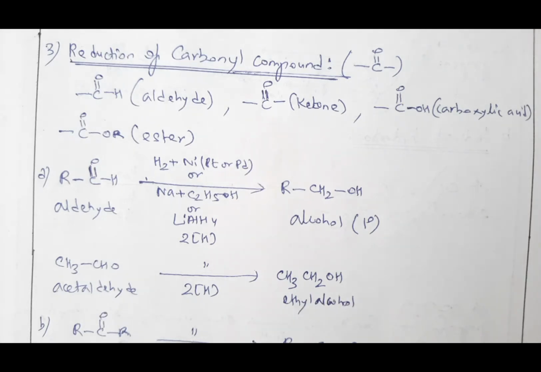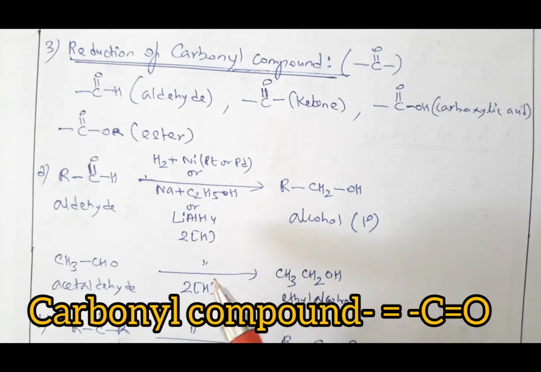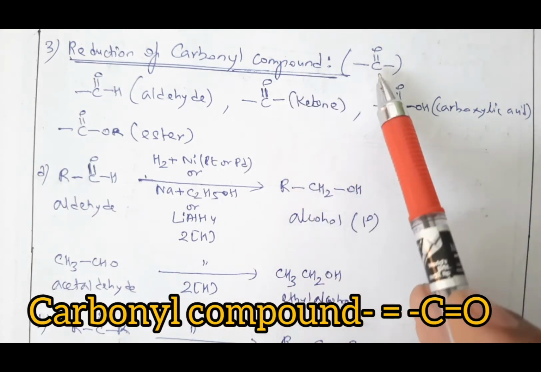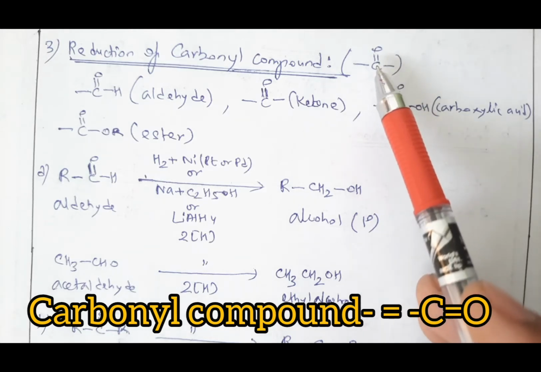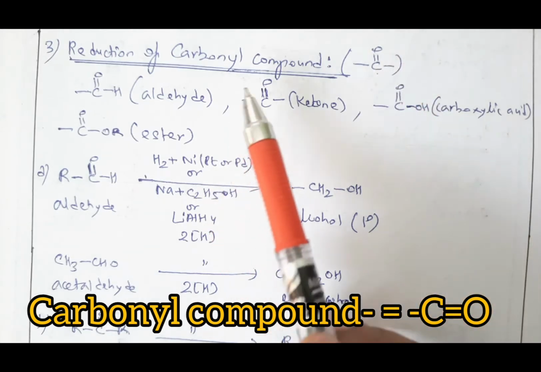Now we will see number three preparation of alcohol by reduction of carbonyl compounds. Do remember, students, carbonyl compound means those compounds which contain C double bond O. All compounds containing C double bond O are referred to as carbonyl compounds.